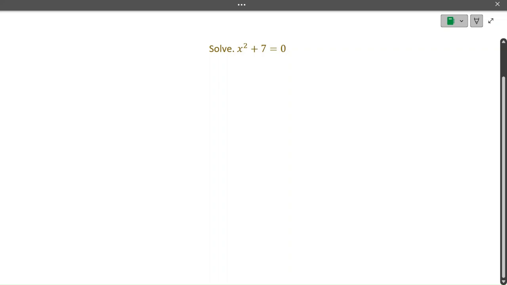It's your friendly math tutor, Miss C here, and today we are solving quadratic equations that are going to result in non-real or imaginary solutions. So we're going to talk through a couple of different things today, and we're going to start with this problem.